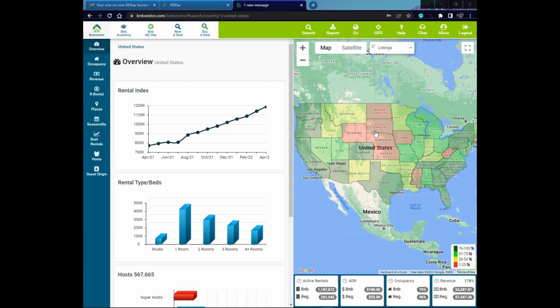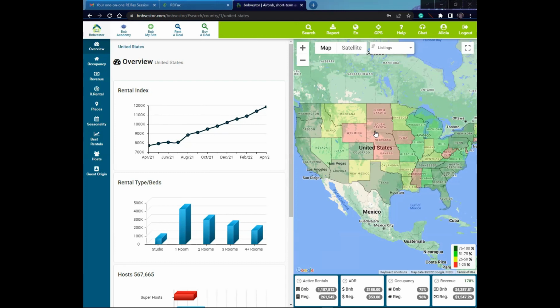These are people that have properties that are being rented not as regular rentals, which we would usually call the ones that have a lease for six months, a year, two years, whatever type of lease they're set up for. The BnB are set up to be rented per day.